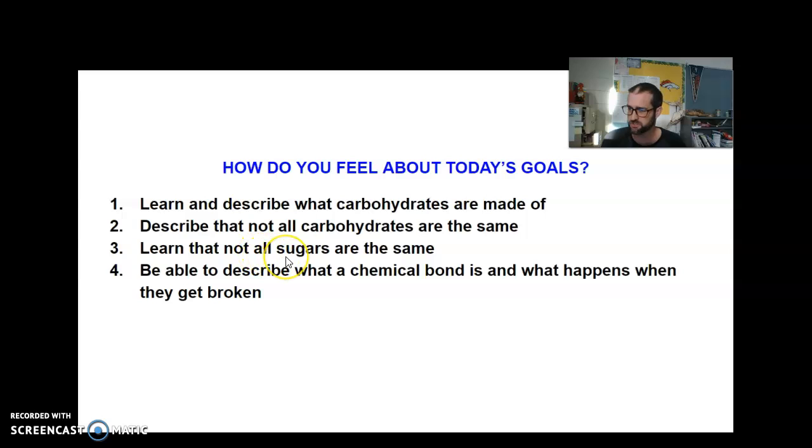What about sugars? If you go back and look at those molecular diagrams, those photos off of Google I pulled down, are you able to see that those sugars are not the same? And then lastly, what we just talked about, are you able to describe that chemical bonds hold things together and then they release energy when they get broken? Hopefully you're cool with all this stuff. And if you're not, you can go back and listen again.